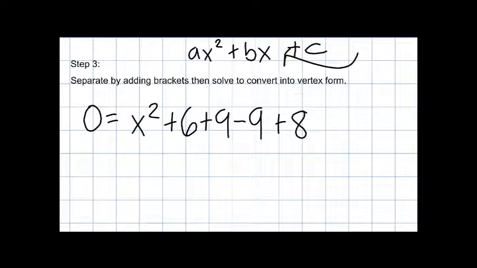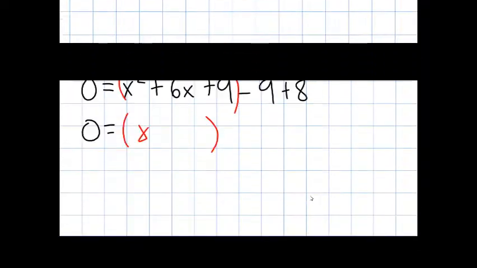Separate by adding brackets, then solve to convert into vertex form. All we basically have to do is add brackets onto our equation. Your brackets should always go around these places, here and here. So we're basically separating our equation into two pieces.